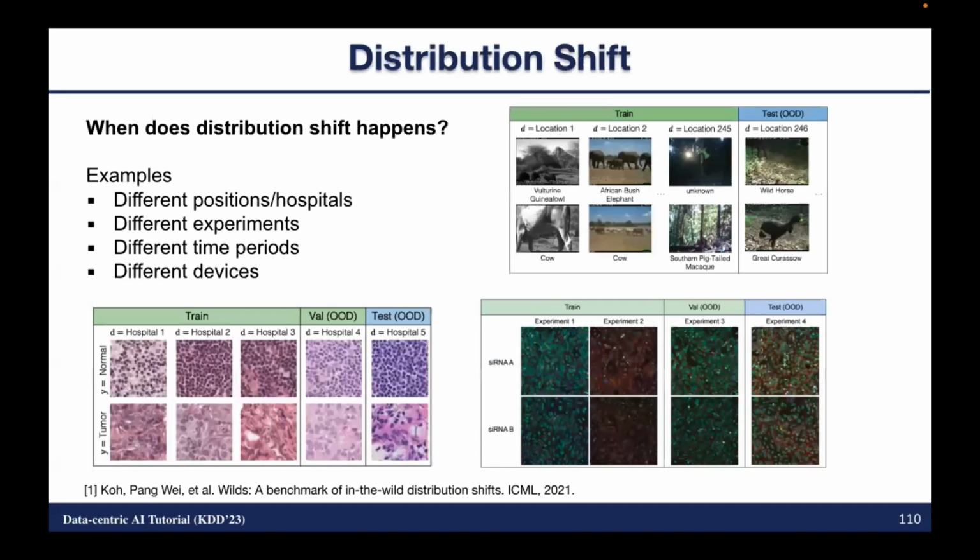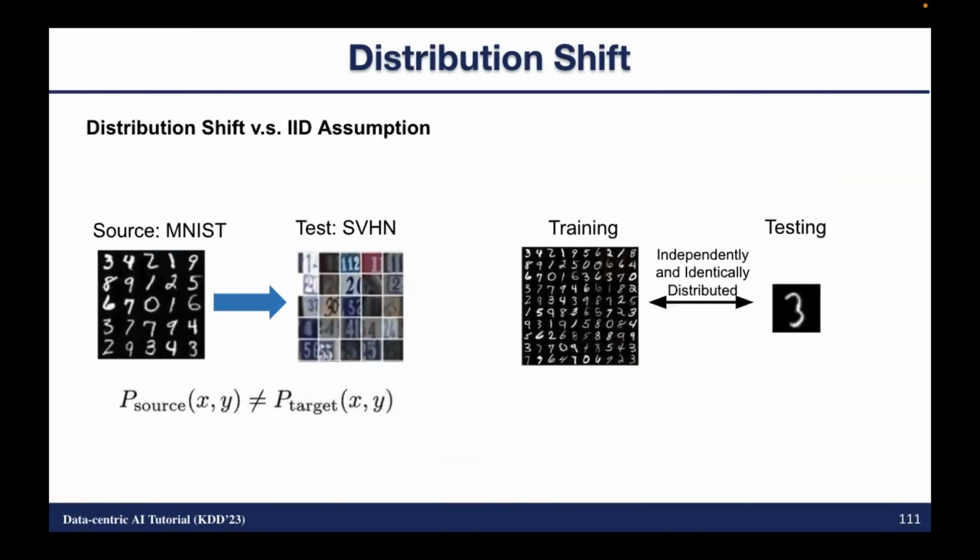So let's first take a look at what the distribution shift is. Distribution shift happens frequently in real-world data scenarios, for example, different positions, different hospitals, different experiments, different time periods, and different devices used to collect data. The distribution shift is versus the IID assumption. Take images, for example. Distribution shift can indicate that the style of the image is different between training and testing, while IID means the style of the image is the same in the training distribution and the testing distribution.